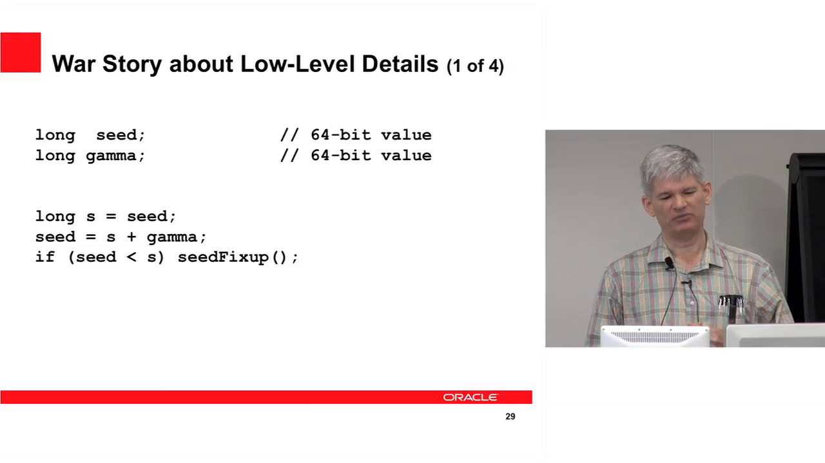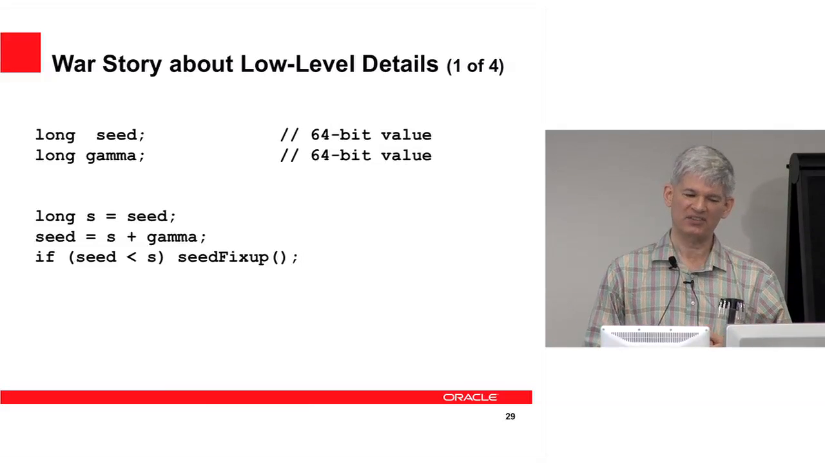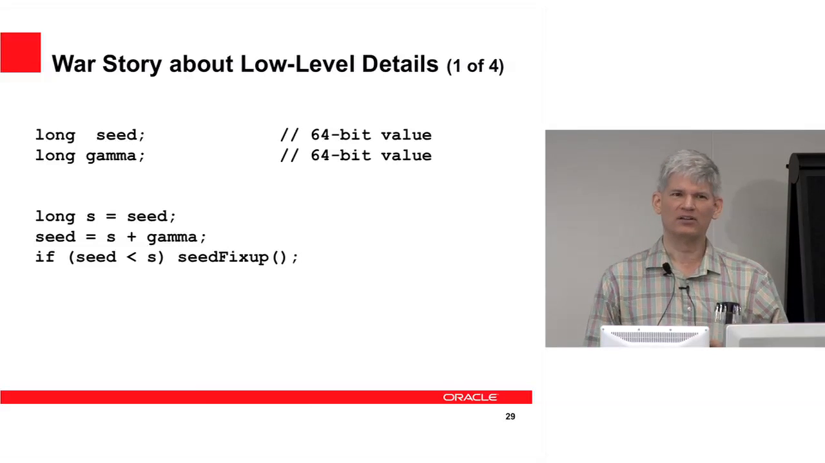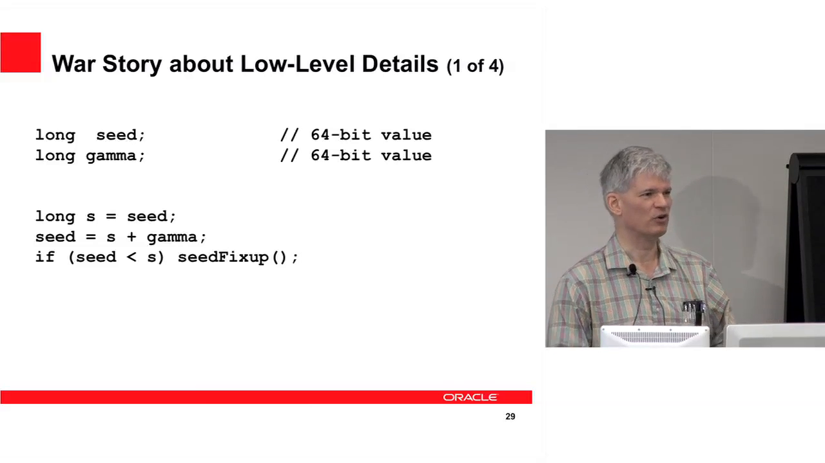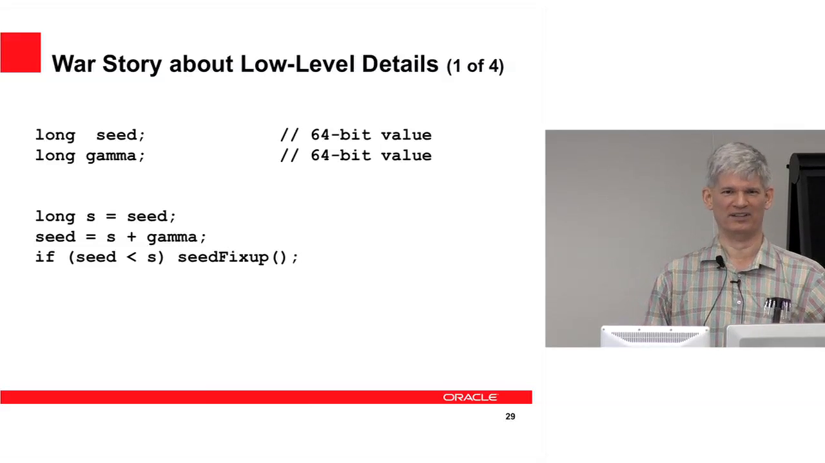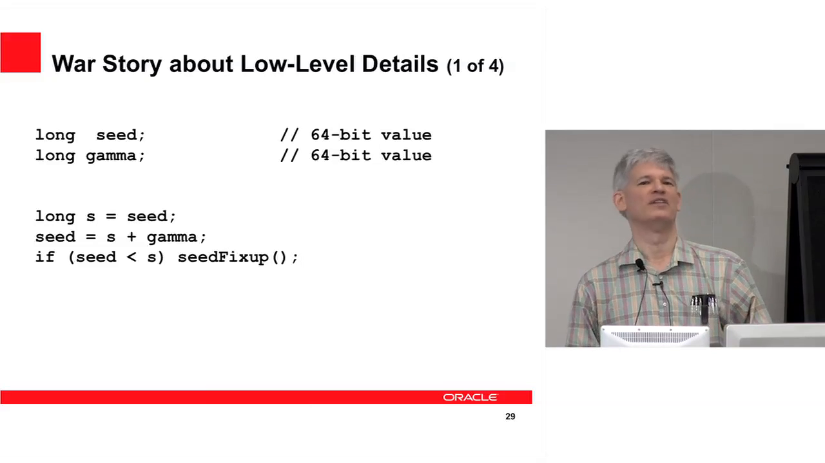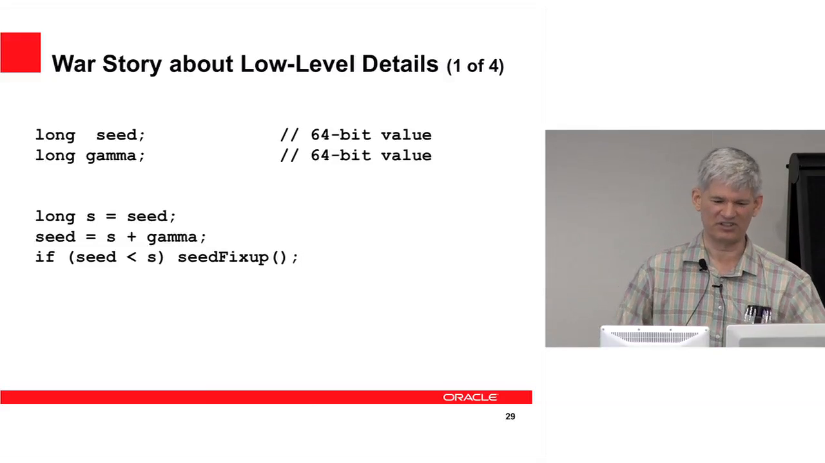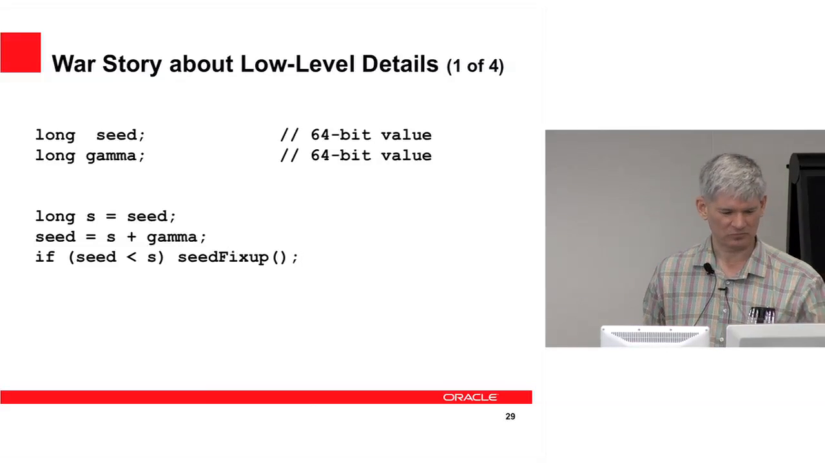And roughly speaking, what we need to do is take the seed, add gamma to it, and store it back. But the wrinkle is that we're not doing the arithmetic mod 2 to the 64th, we're doing it mod some weird prime number. So if it doesn't overflow, then everything is great. And if it does overflow, then there's some nasty fix-up code, which I've just indicated here by method call.